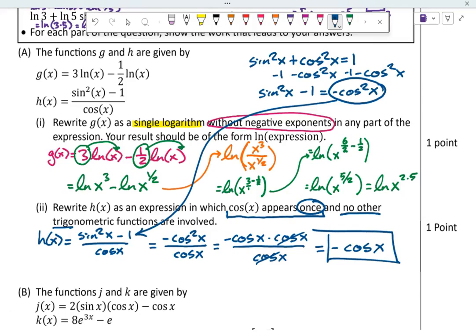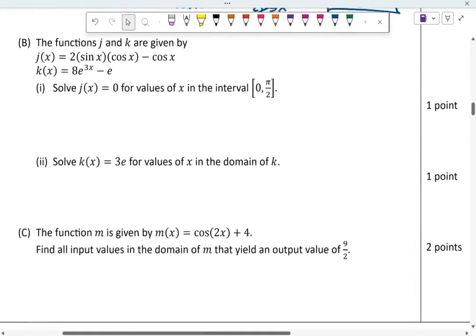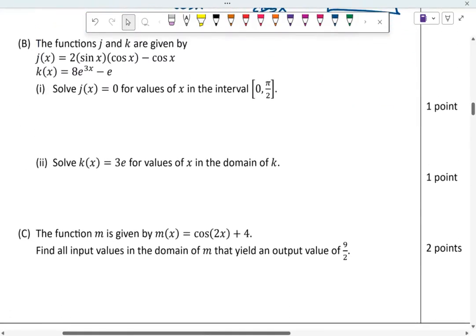Okay, let's go ahead and look at B then. It's part B. Functions j and k are given. You see them there. It says solve j of x equal to 0 for values of x in the interval 0 to pi over 2. Hey, they gave us an interval. But it's not the whole unit circle because I'm not going to 2 pi. What part of the unit circle is this?